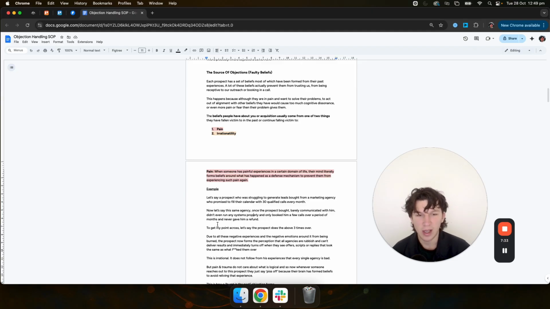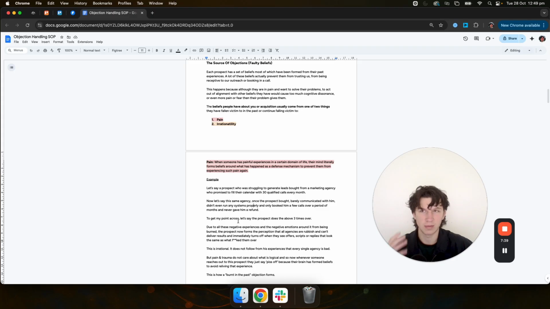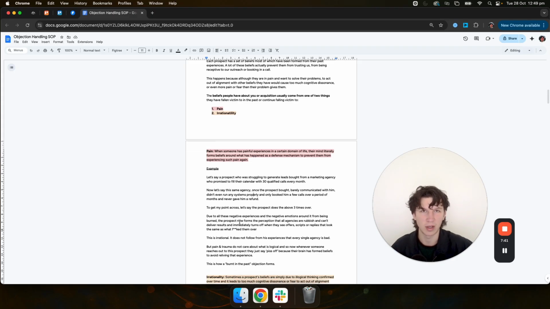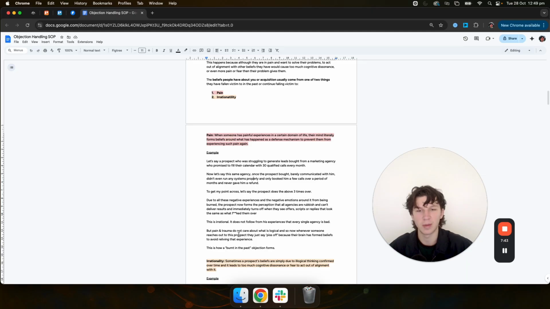But when they see, it does not follow from that, illogically, that every agency is bad. And you guys care about your service, hopefully, and so you're going to deliver good results for them. And so you just need to transfer that belief. But the problem is pain and trauma don't care about what is logical. So now whenever someone reaches out to this prospect, they just say piss off, because their brain has formed beliefs to avoid reliving that experience. Because most people, they're irrational. They don't actually think. They're just pain avoiding, right?